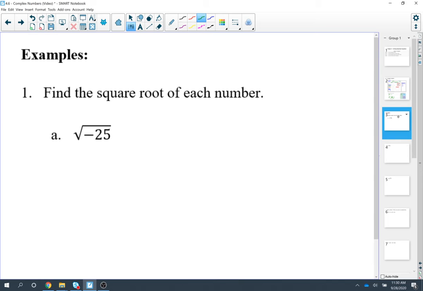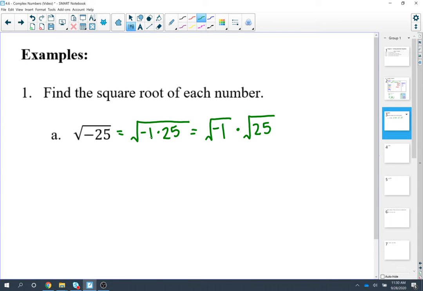Example 1. Find the square root of each number. So we're going to start out with the square root of -25. Now I'm going to start and do this the long way, and then after I do it the long way, I'm going to do it the shorter way. So if I have this, I'm going to rewrite this as -1 times 25, because -1 times 25 is still -25. Then I'm going to rewrite that as the square root of -1 times the square root of 25, which is still the same thing.